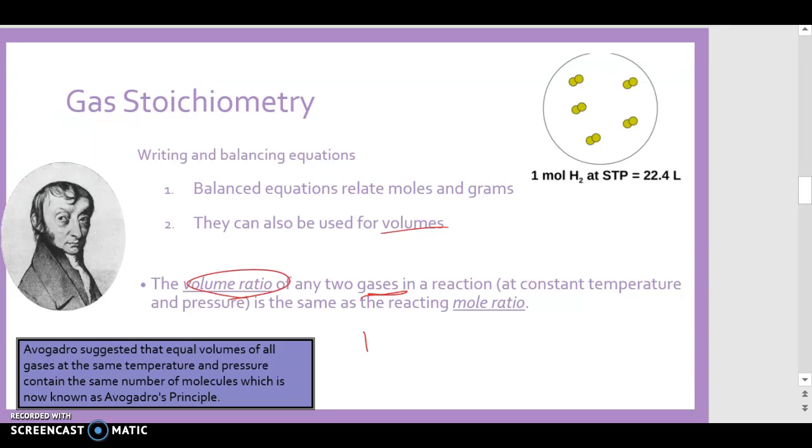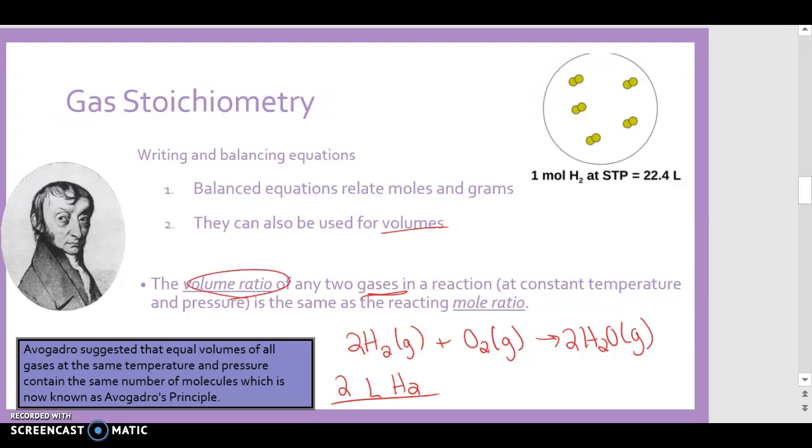So if I had H2 gas, O2 gas, and I'm making H2O gas, let me balance it. Okay, so that means for every 2 liters of H2, I could say there's 1 liter of O2, or for every 2 liters of H2O that makes, or it comes from 1 liter of O2.